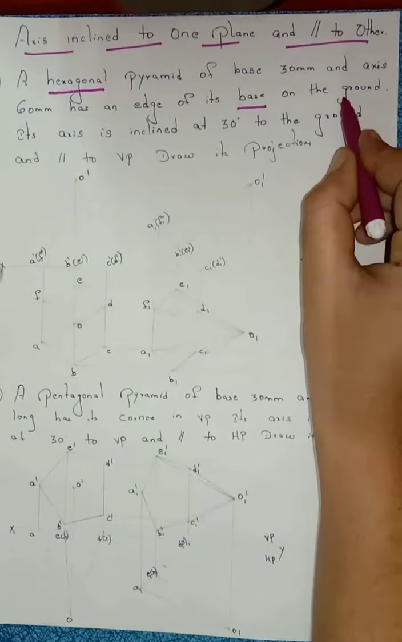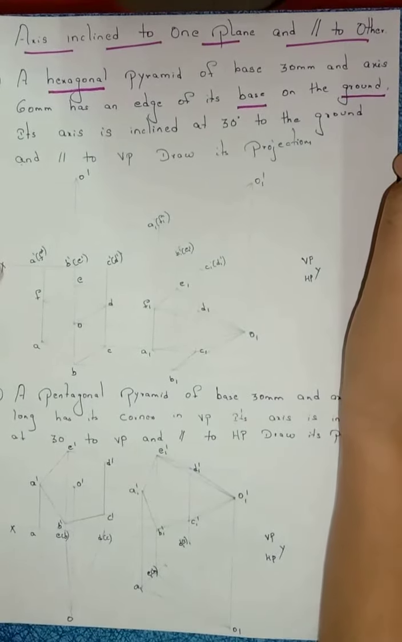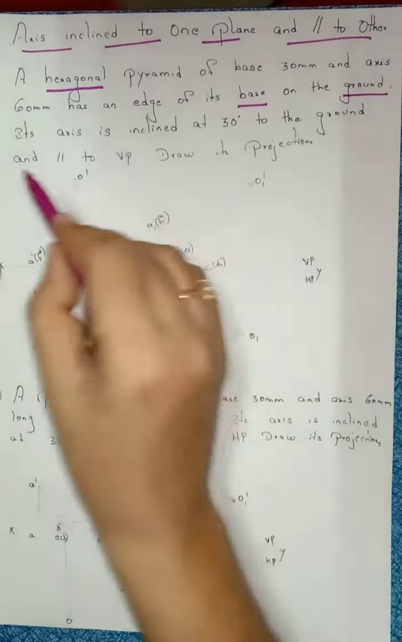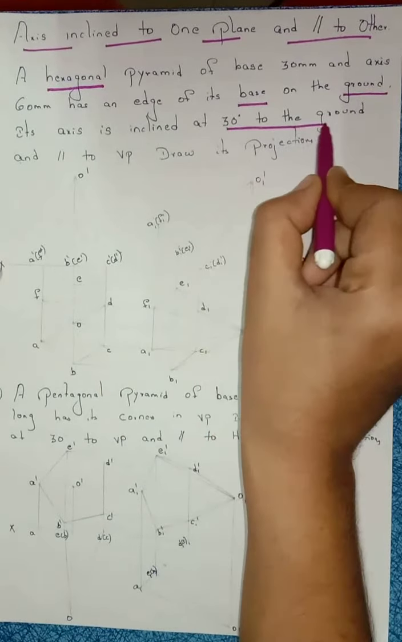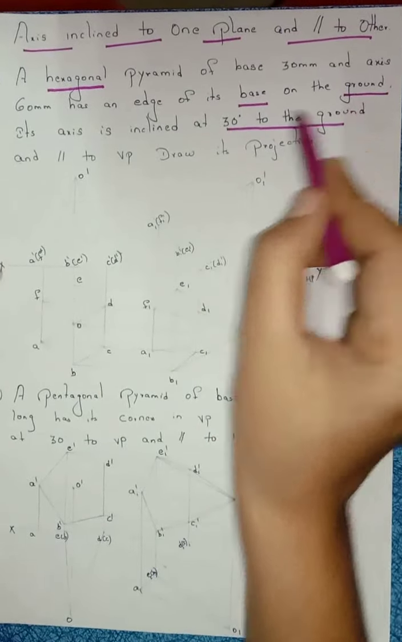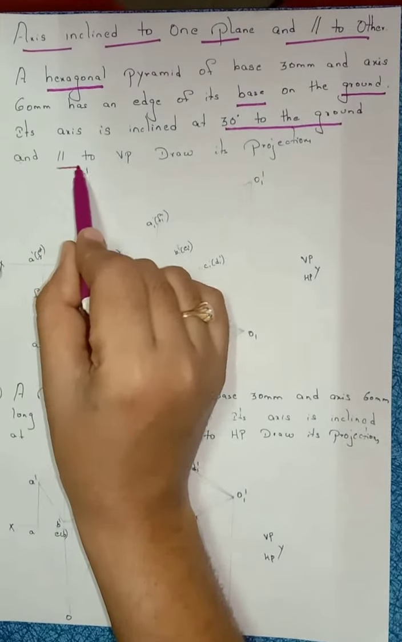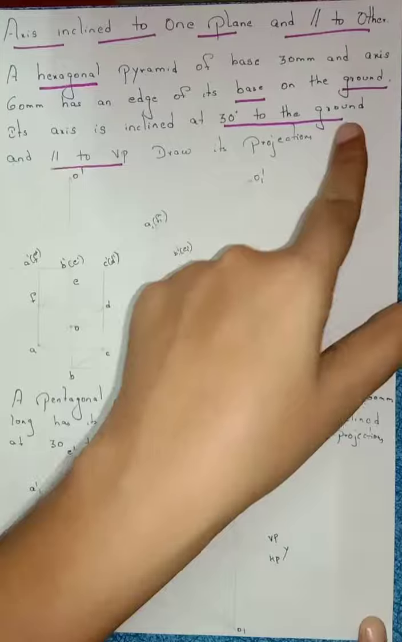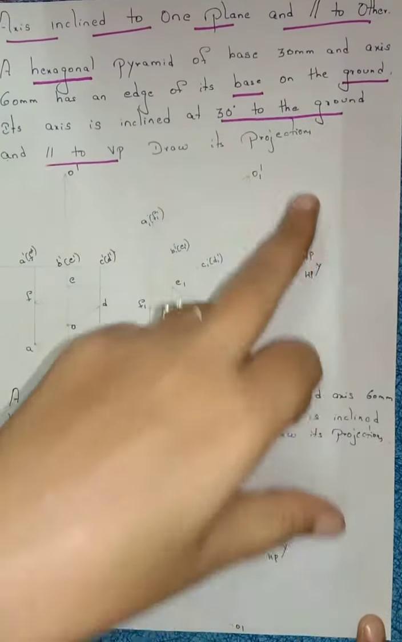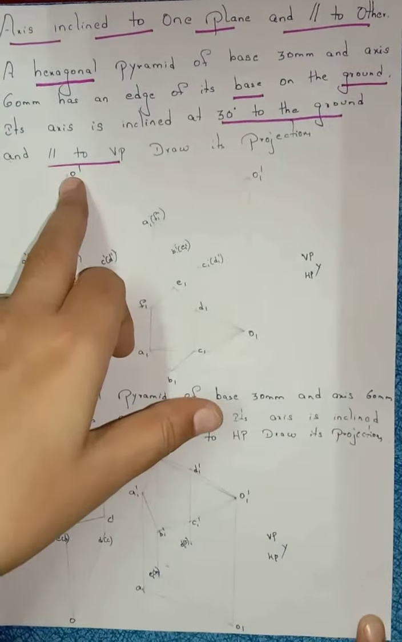Where we have to start the problem: ground. Ground is the horizontal plane, right? Next, the axis is inclined at 30 degrees to the ground, that is, 30 degrees to HP, and parallel to VP. Parallel to VP is the condition, and 30 degrees to ground is an angle. It is inclined to only one plane and parallel to the other.